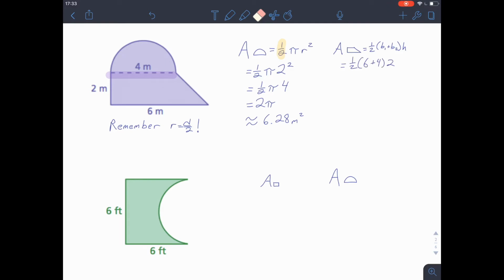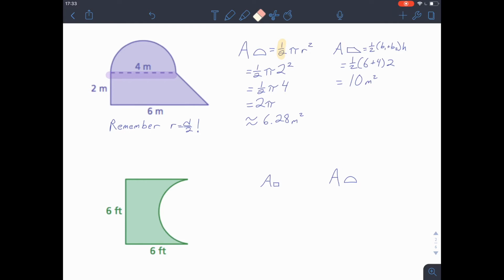So I put in those numbers there, and then following my order of operations, I take care of my parentheses first. So 6 plus 4 gives me 10 for the sum of my bases, but then I have to do 1/2 times that number times 2. And half and 2, they're just going to cancel out because half of 2 is 1. So in the end, I could find that half of 10 is 5 and then multiply by 2 to get back to 10. Or I could look at that and sort of cut that out in my mind. So the area of my trapezoid is 10 square meters.